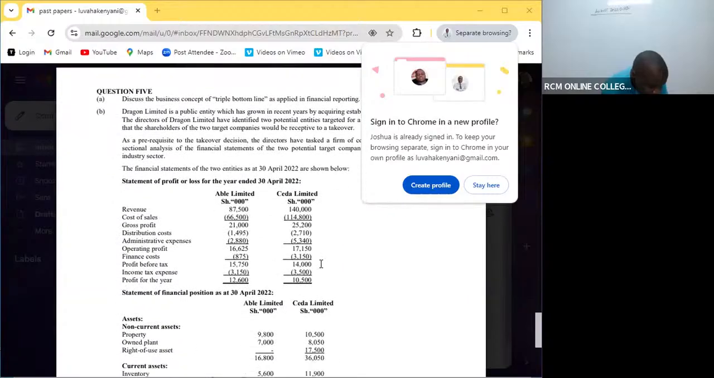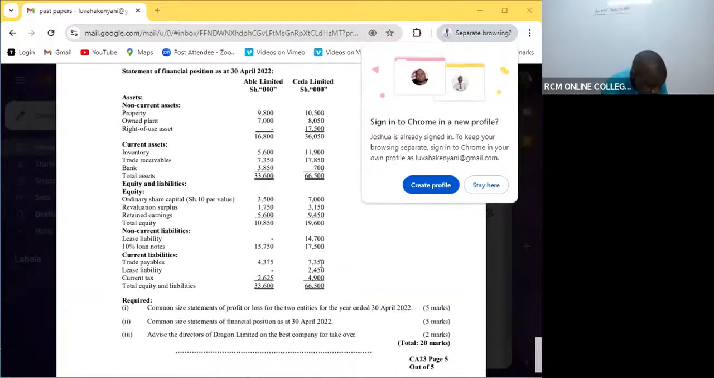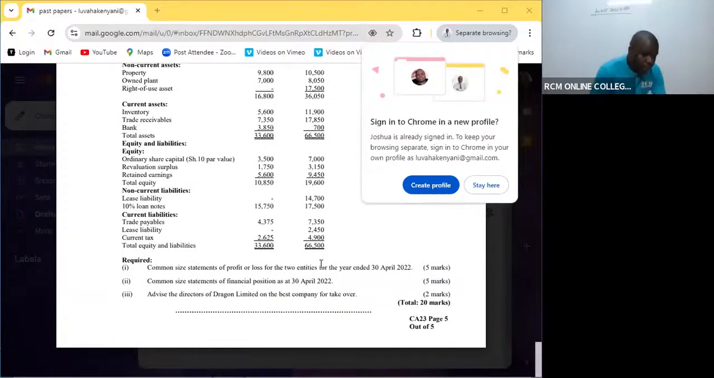We have the statement of profit or loss. Then of course you have, in this case, the statement of financial position, which has been indicated there. So required number one, a common size statement of profit or loss for the two entities for the year ended 30th of April 2022. Then a common size statement of financial position for the two, as at 30th of April 2022.